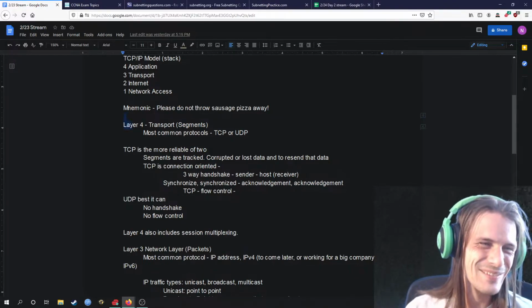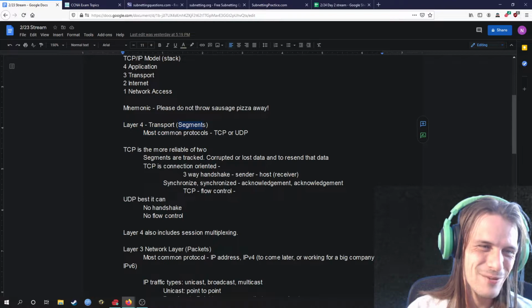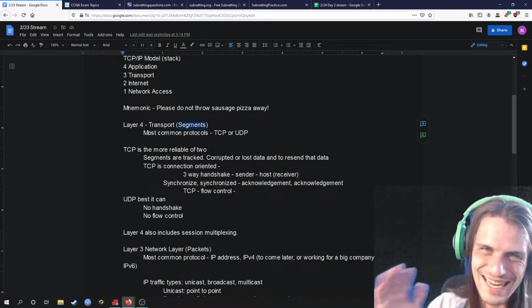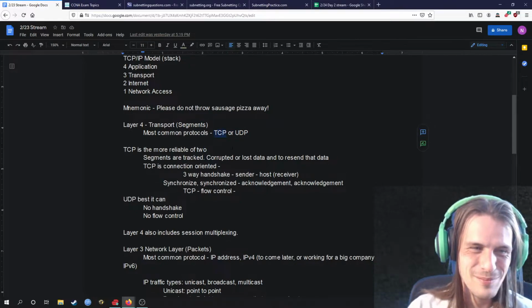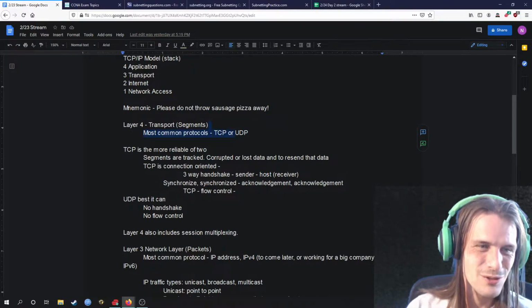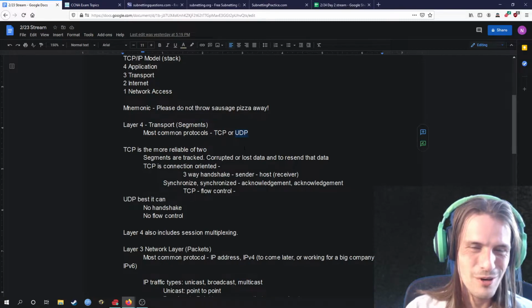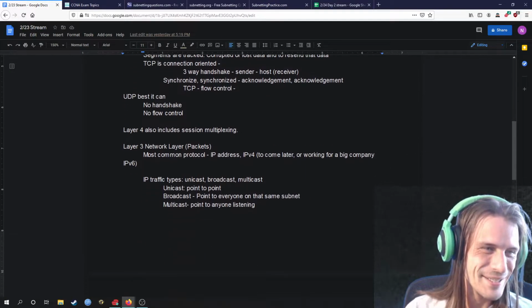So, layer 4, your transport. When you're talking about layer 4, you're talking about segments. Your most common protocols are TCP and UDP. TCP is your connection oriented. UDP is doing the best it can.